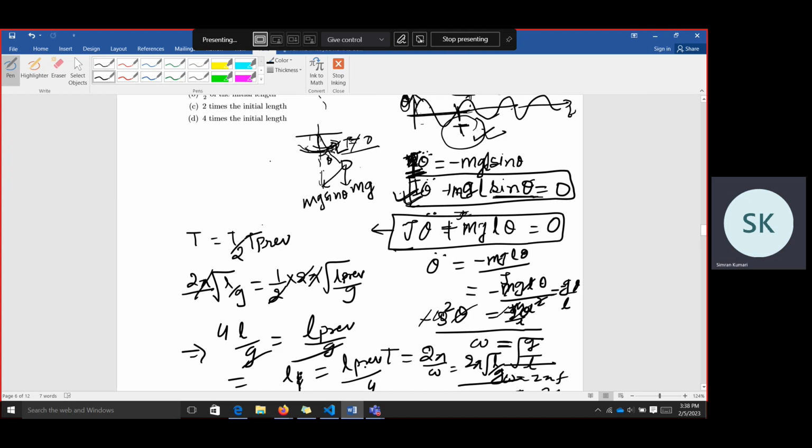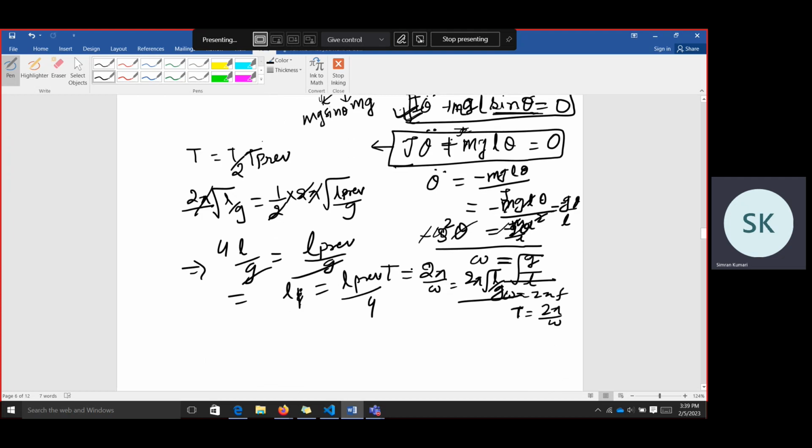And since we have found the time period equation for the pendulum, we can apply this time period equation directly to what is given in the question, that T equal to half T previous, and from there we can get the length if the previous length is given. So this is simply previous length by 4. So one fourth of the previous length. Is this clear?